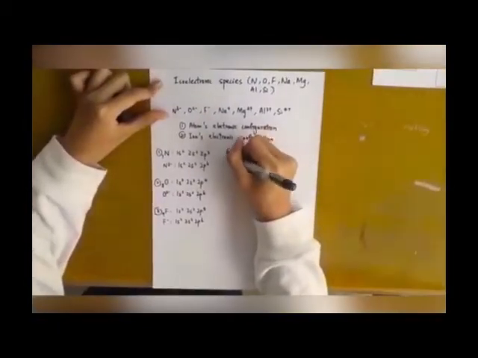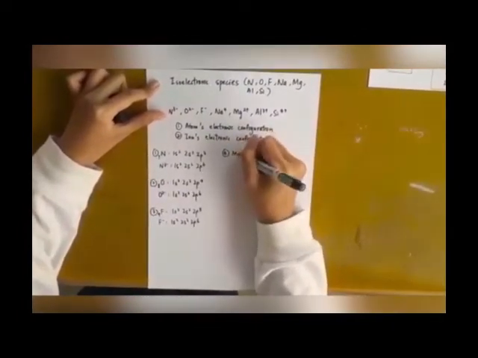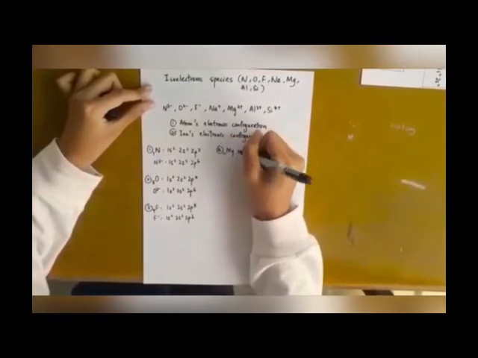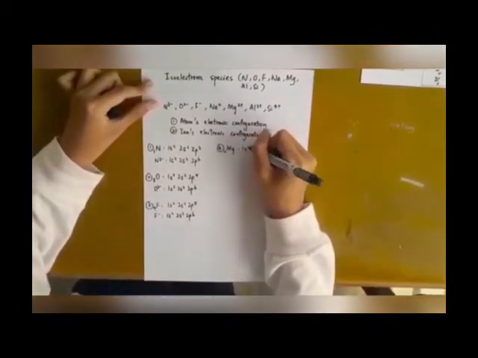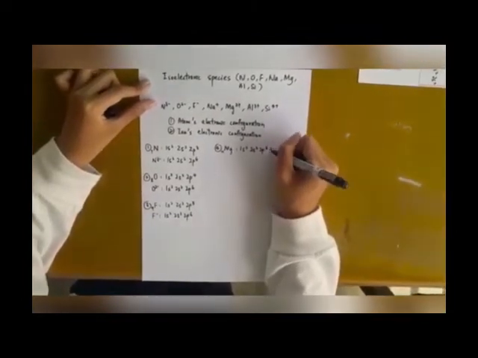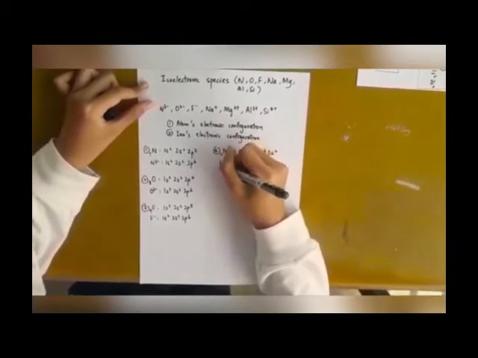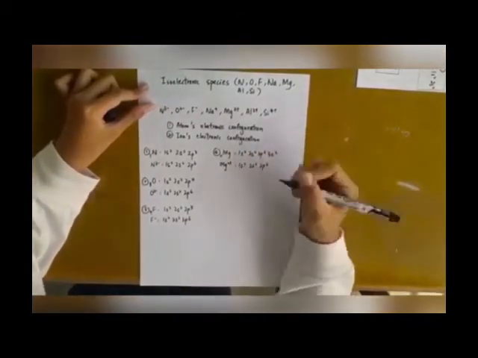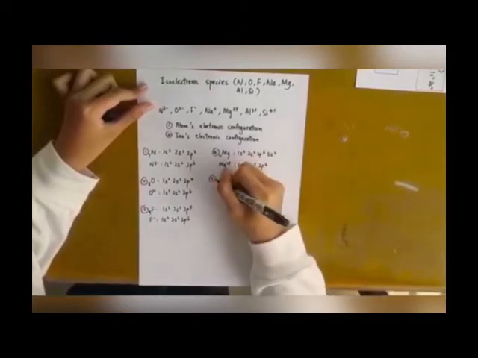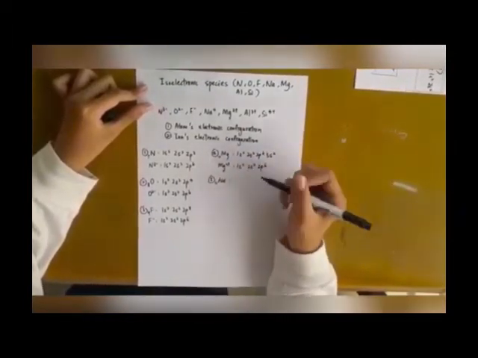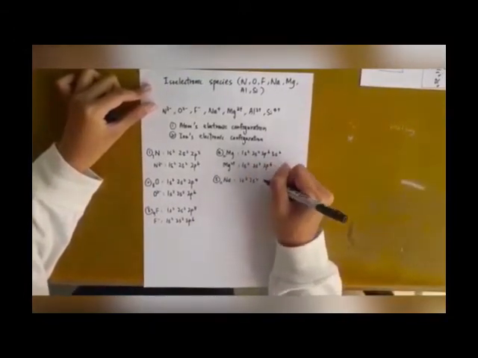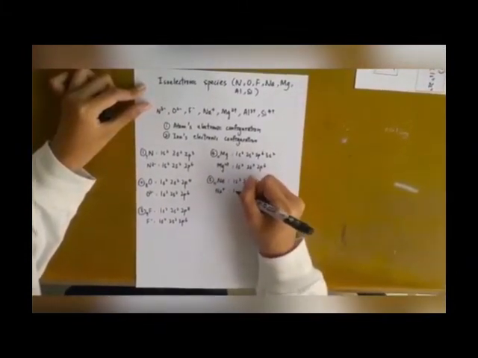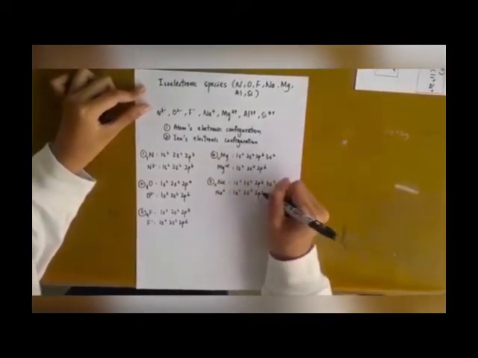Number 4, magnesium. Magnesium has a proton number of 12. The electronic configuration of magnesium is 1s2, 2s2, 2p6, 3s2. When it becomes an ion, it will have the electronic configuration of 1s2, 2s2, 2p6. Number 5, sodium. Sodium has a proton number of 11. The electronic configuration of sodium is 1s2, 2s2, 2p6, 3s1. When it becomes an ion, it will have the electronic configuration of 1s2, 2s2, 2p6.